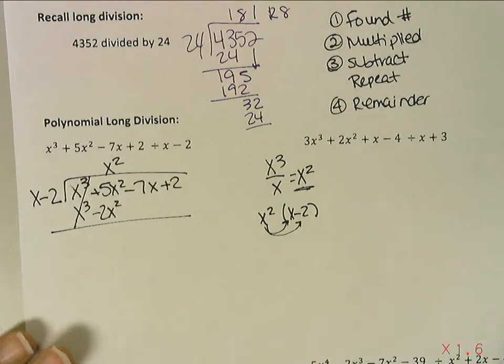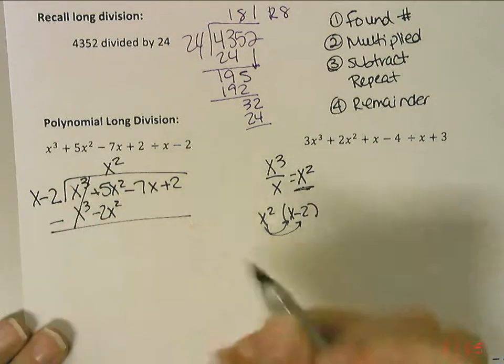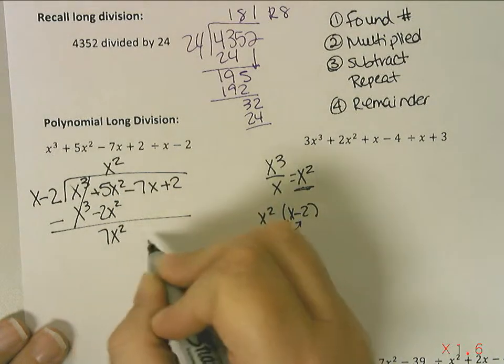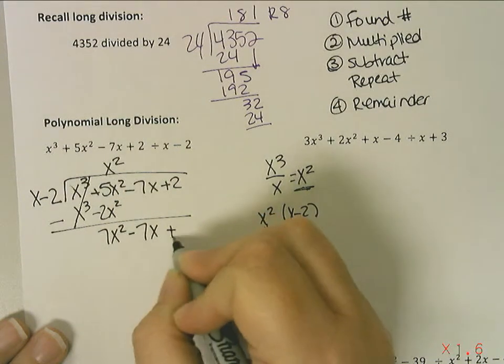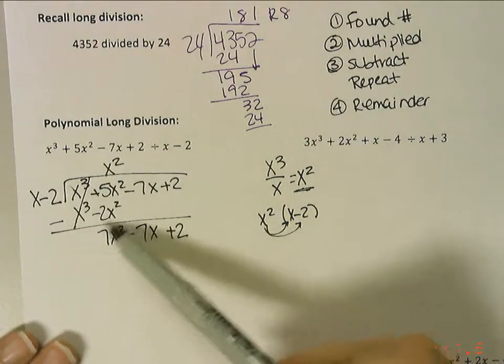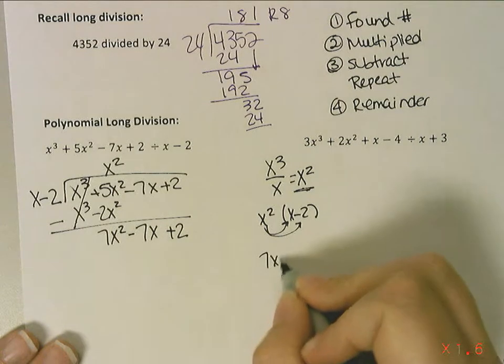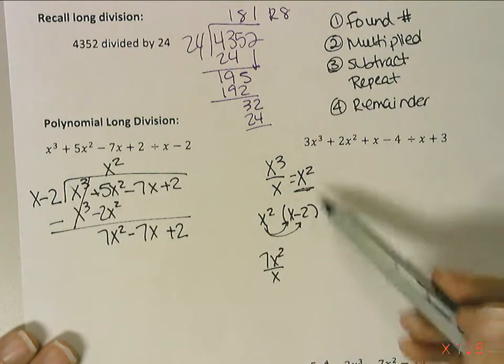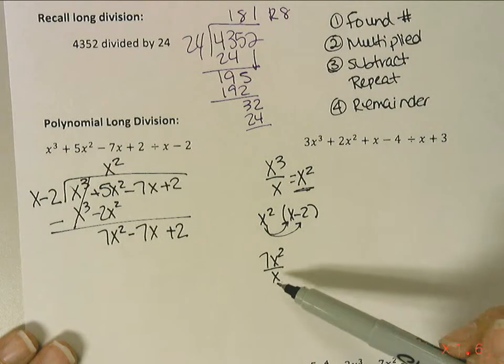These will cancel. They will always cancel. If they don't, then you did something wrong. So we're going to subtract this. So 5 minus a negative 2 makes that a positive 7x squared minus 7x plus 2. I'm going to bring down the 7x and the 2. So then now my front term is the 7x squared, and we're dividing that by x. You don't have to do this off to the side every time. I'm just doing it for the first couple just so you can see what I'm doing.